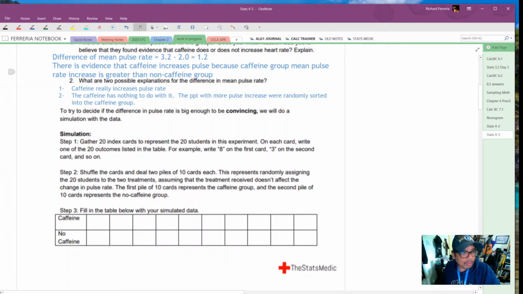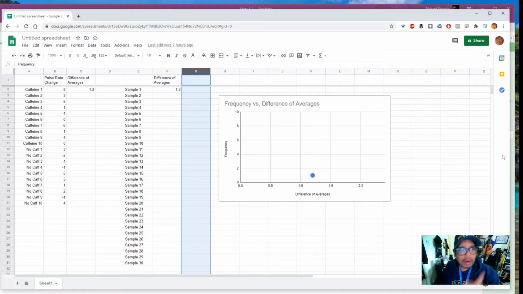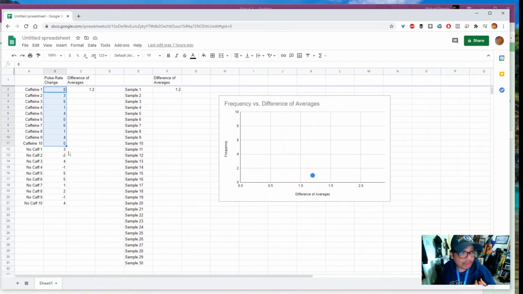So here's what we're going to do. We're going to gather 20 index cards to represent 20 students in the experiment. Well, that's not really going to happen online. That's going to be difficult for you to do. So here's what we're going to do instead. I've put all of the caffeine group increases over here. You'll have to trust me, I didn't tamper with the data at all. That's actually their mean pulse rates over there. Let's try and zoom in a little bit.